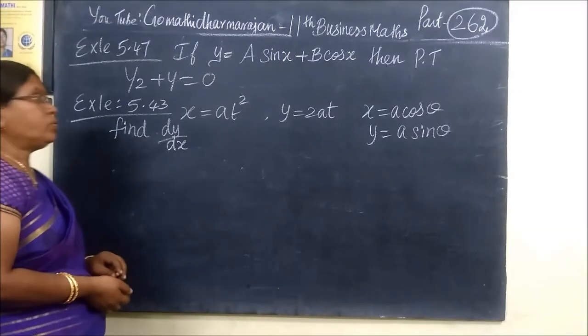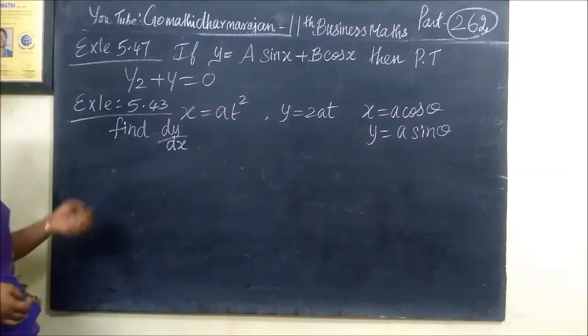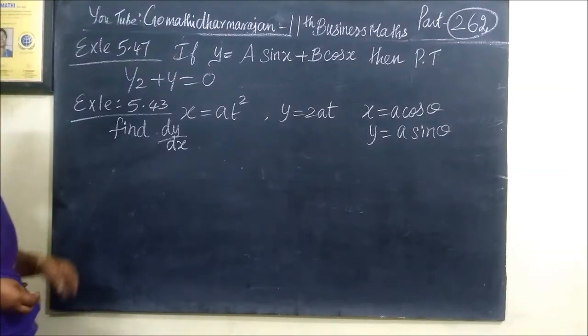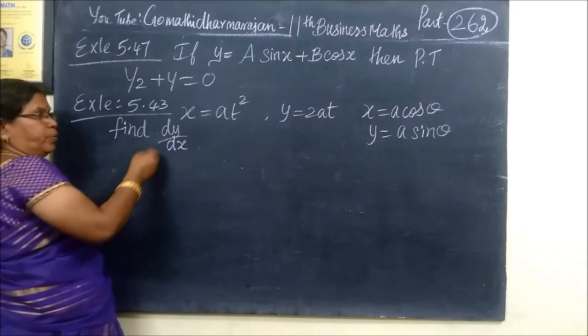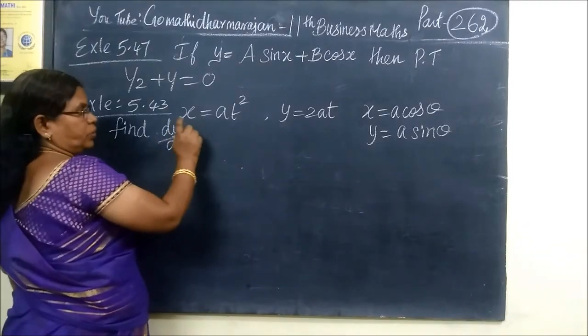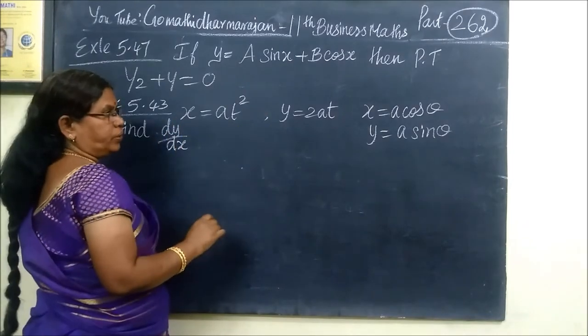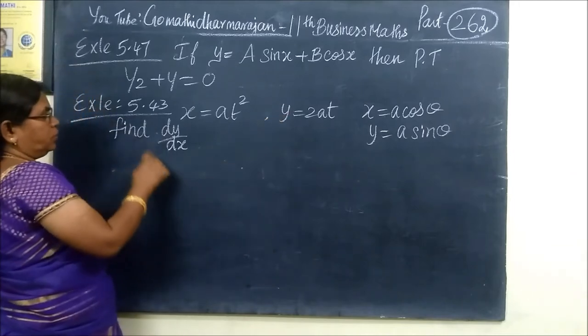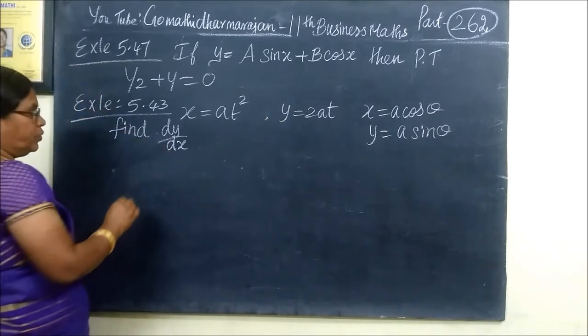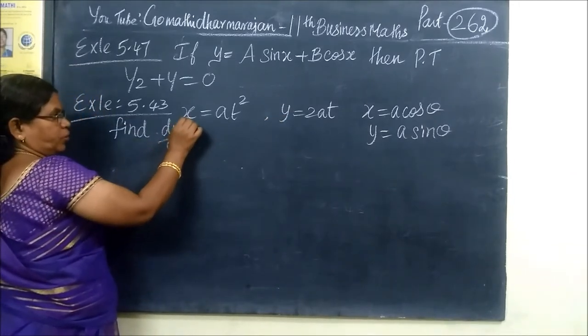Now part number 262, example 5.47 and 5.43. We do 5.43 first. Given x, then y is given. This is the question: dy by dx is the answer. So dy by dx is the answer.